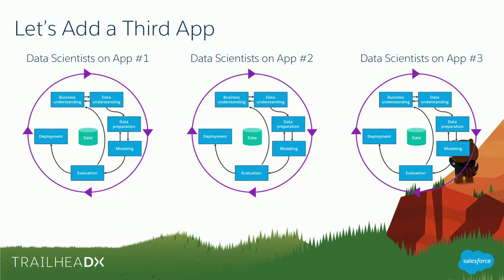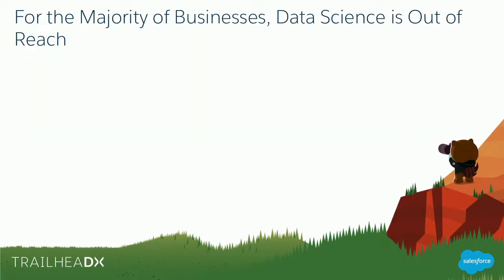The point we're trying to make here is that usually the process is very manual. There is usually a person or a team of people that go and take one process and try to optimize it. And that approach, as you can quickly see, really doesn't scale. For the majority of businesses, data science is really out of reach.